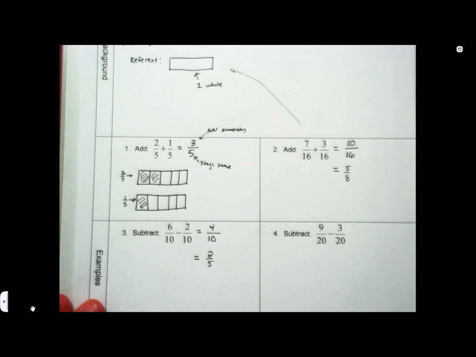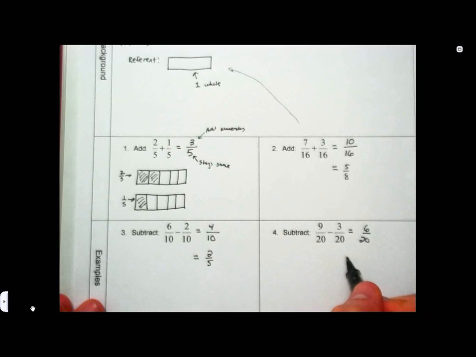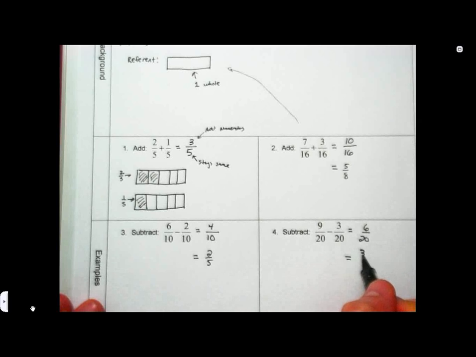Okay, I want you guys to try number 4. Pause the video and then restart it after you've given it a try. Okay, so you should have gotten an answer of 6/20 initially. Again, the denominator doesn't change. We're just subtracting the numerators. And then if I simplify this, divide top and bottom by 2, we should end up with 3/10.